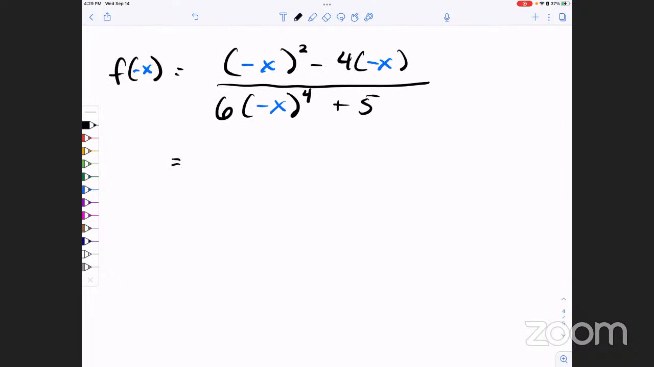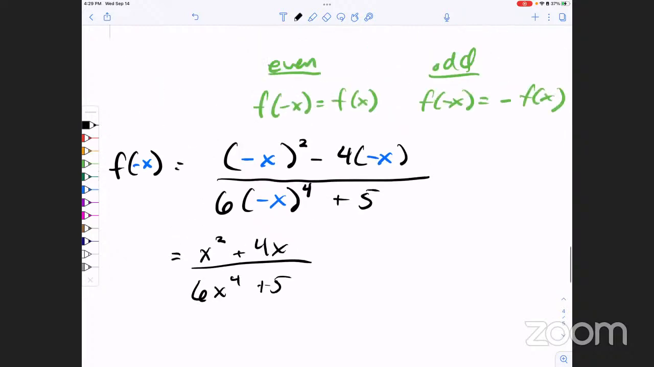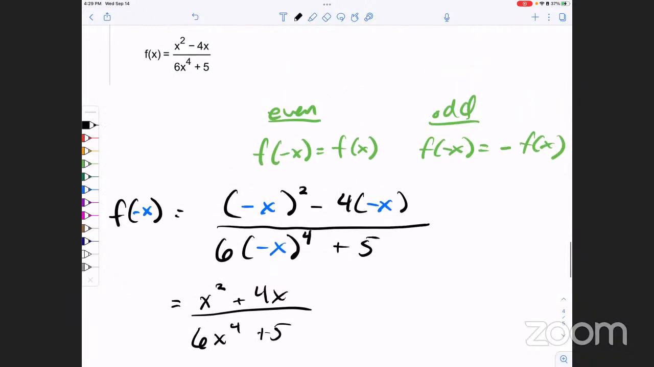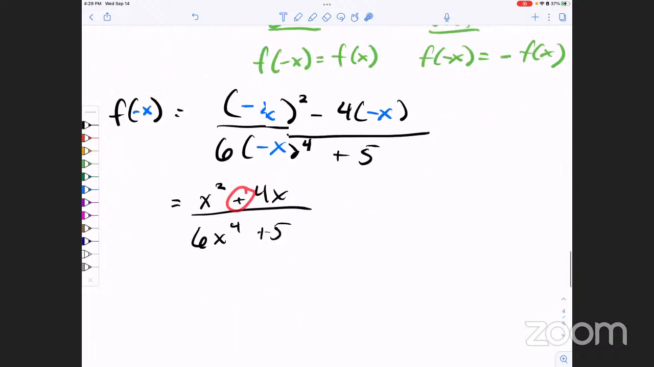So then the first term becomes positive. Second term becomes positive. Third term becomes positive. And the 5 just comes down. So then we ask ourselves, is this the original? We're going to say no, because of this guy here. And we can't get to negative times the original either. So this is an example of something that would be neither.